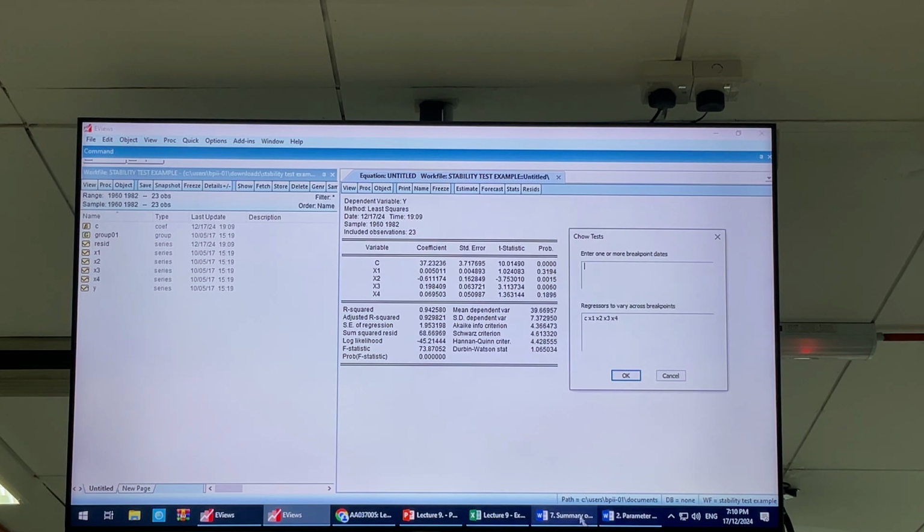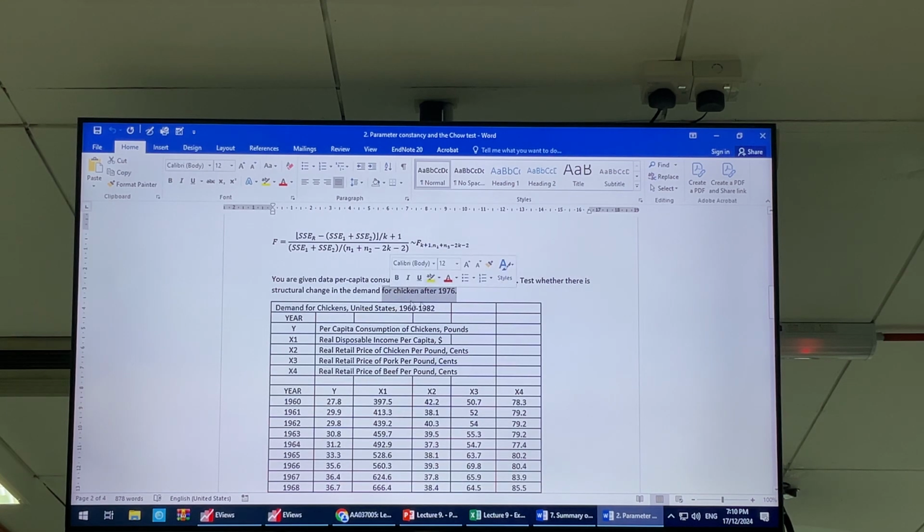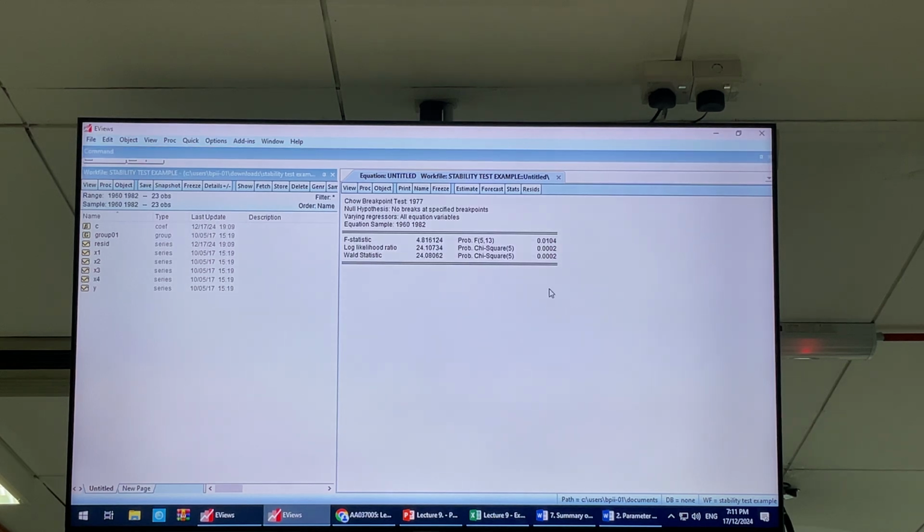So after 1976, meaning the second period starts from 1977. So your breakpoint date is 1977, the first point of the second subsample. So we get this result.